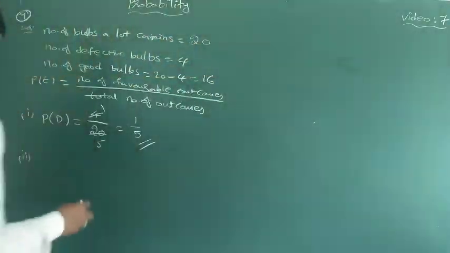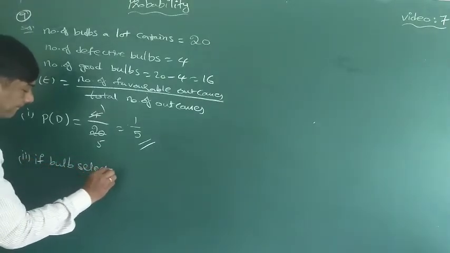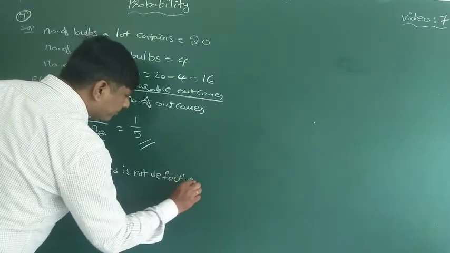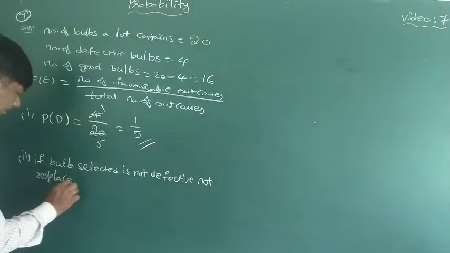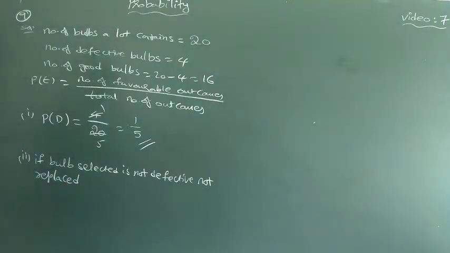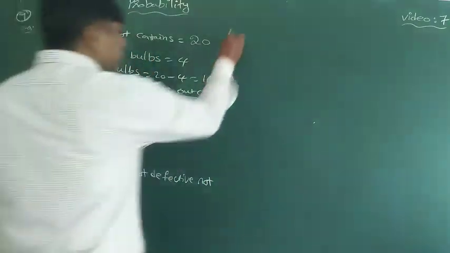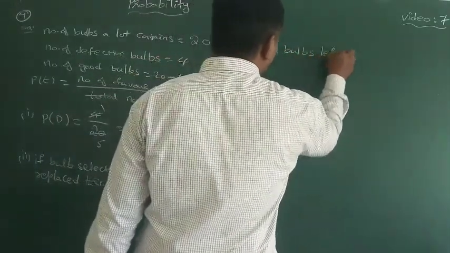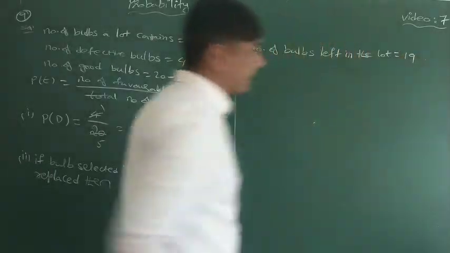In the second question, suppose the bulb selected in the previous case is not defective and it is not replaced. If the bulb selected is not defective and not replaced in the previous case, then the number of bulbs left in the lot is equal to 20 minus 1, so 19 bulbs are there.